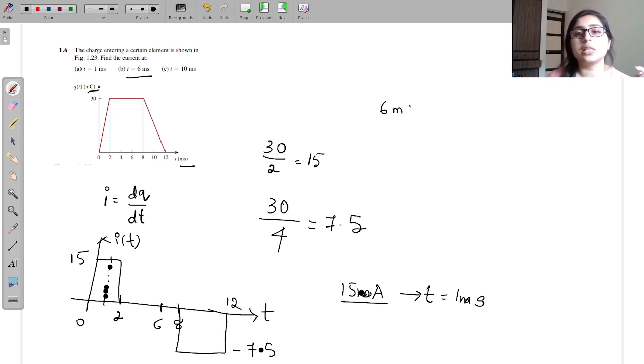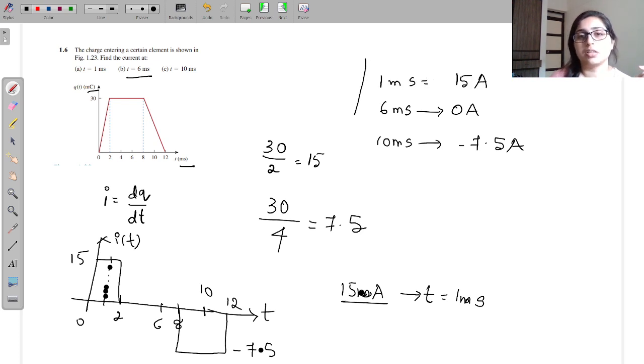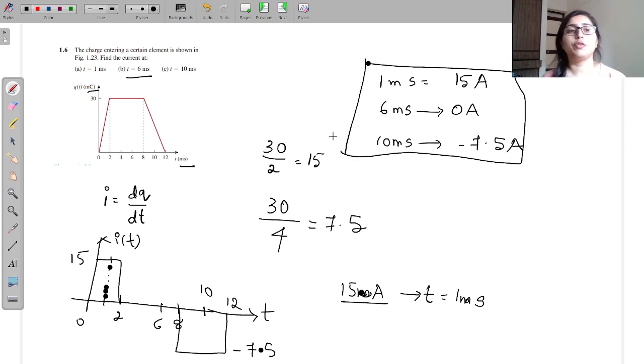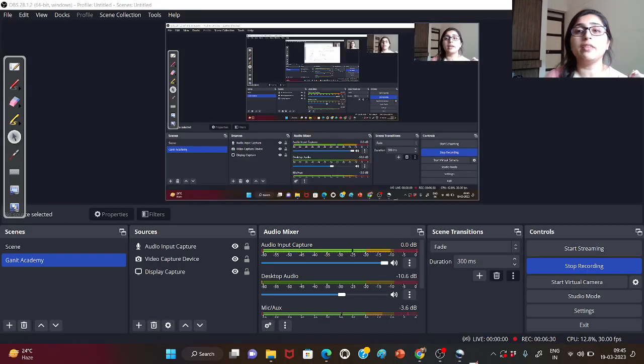At t is equal to 6 milliseconds, it is 0 ampere. At t is equal to 10 milliseconds, it is minus 7.5 amperes. At 1 millisecond, it is 15 amperes. So this is how you are going to find the current. You have to find the current graph and then find the values of the current at particular instants of time. So this is all about the exercise 1.4, 1.5 and 1.6.